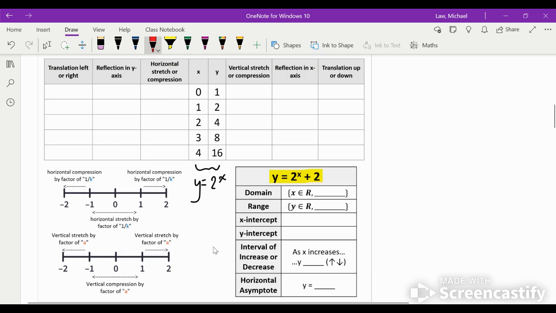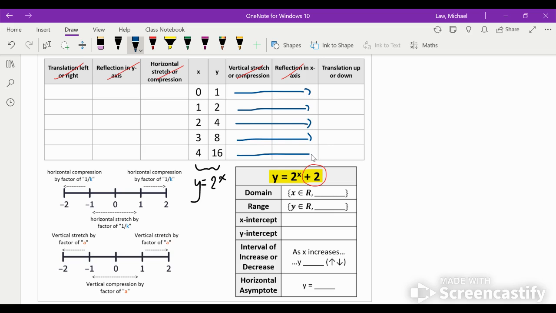Now, previously, we already determined that this exponential function was translated upwards by 2 units. There were no other transformations. So I'm just going to strike out everything that doesn't apply. So when you're translating something upwards by 2 units, what you're doing is you're adding 2 to the y coordinates. So let's go ahead and do that.